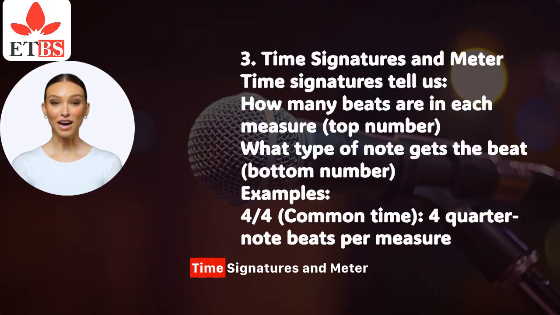3. Time signatures and meter. Time signatures tell us how many beats are in each measure, the top number, and what type of note gets the beat, the bottom number. Examples: 4/4, common time, 4 quarter note beats per measure. 3/4, 3 quarter note beats, waltz feel. 6/8, 6 eighth note beats, compound meter. 3/8, 3 eighth notes.